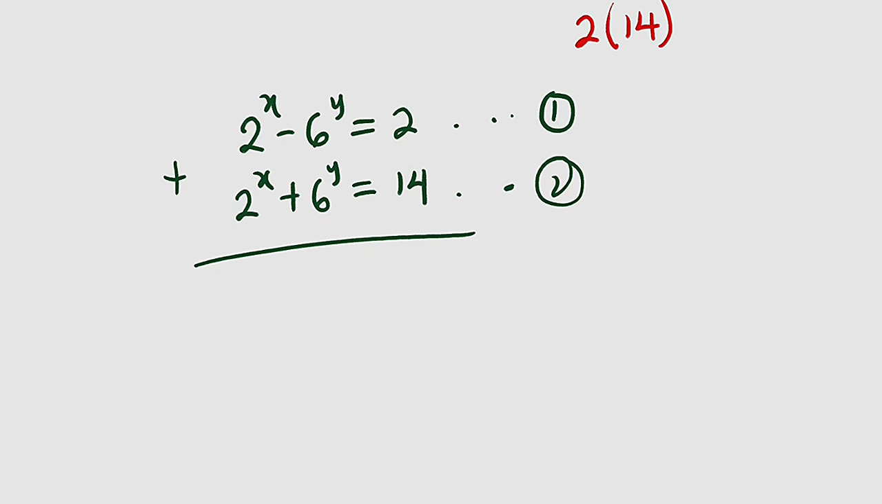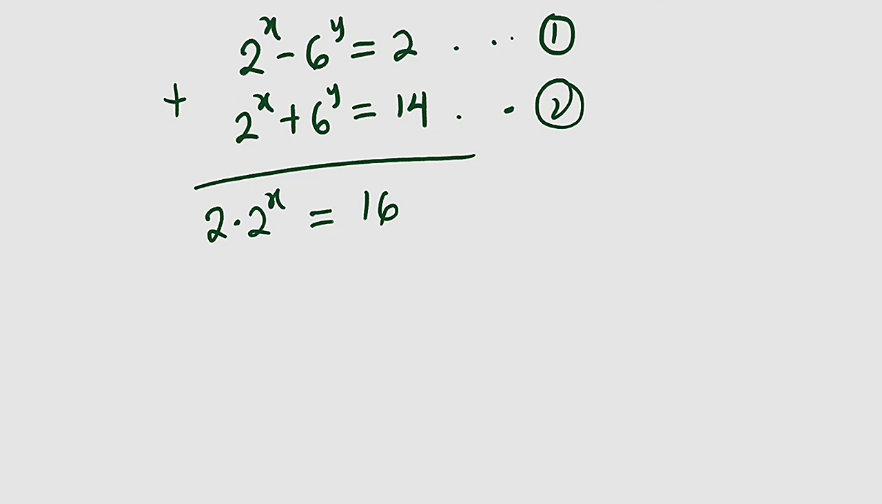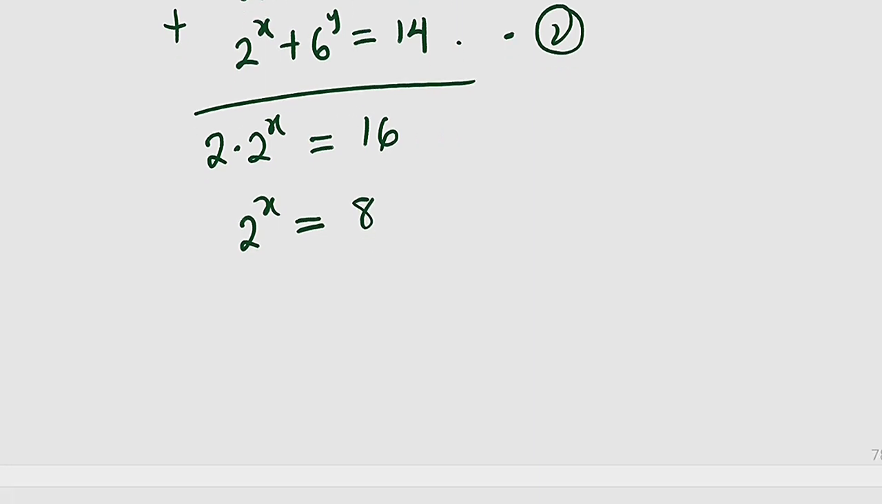If we add these two equations together, we have 2 to the power of x plus 2 to the power of x, making 2 of 2 to the power of x. If you add the middle terms, you obtain 0. On the right-hand side, you have 16. We can divide both sides by 2. We have 2 to the power of x equal to 16 divided by 2, which is 8. And 8 can be written as 2 to the power of 3. So 2 to the power of x equal to 2 to the power of 3. Since the bases are the same, the exponents are also the same. Therefore, x equal to 3.